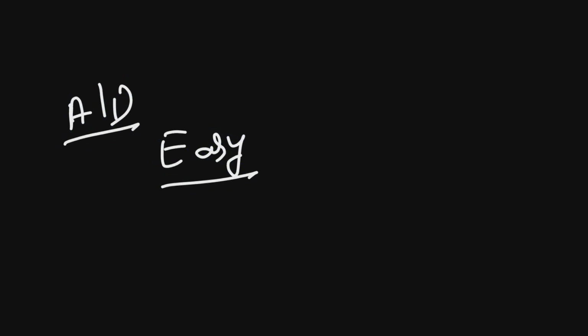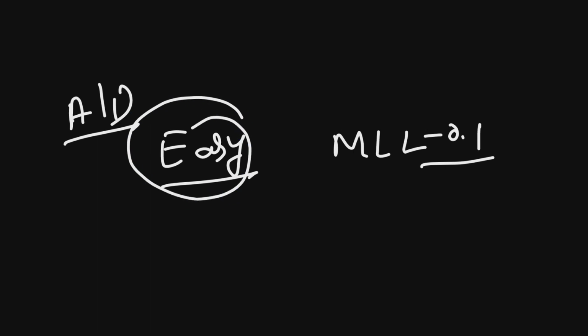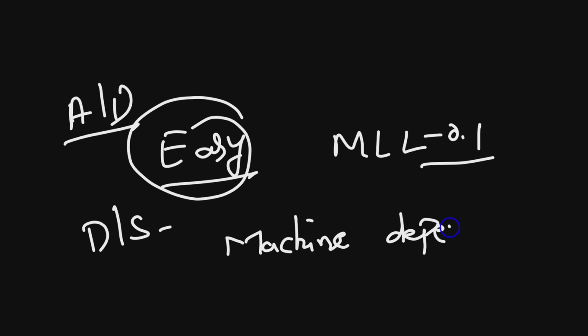So let's understand what is the main advantage of assembly level language. Main advantage is it is very easy when compared to machine level language, because in machine level language we write it in terms of zeros and ones. In assembly level language we use mnemonics. So this is the main advantage. What is the main disadvantage of this assembly language? The disadvantage is it is machine dependent. Assembly level language is machine dependent.